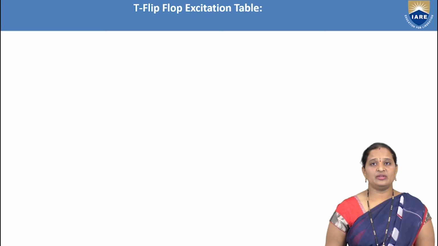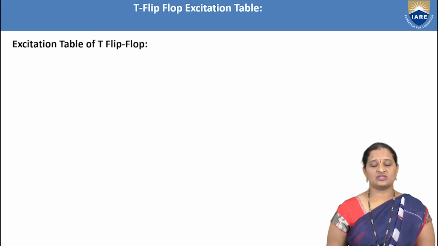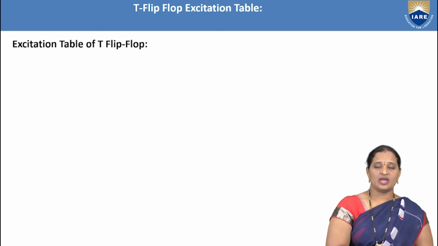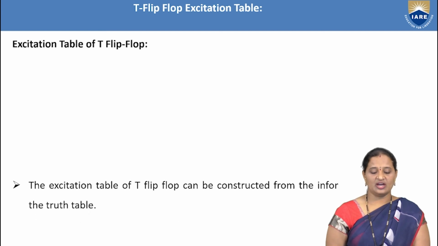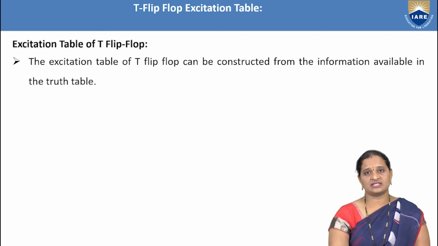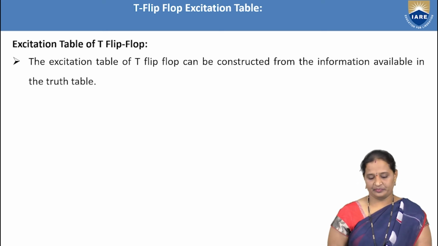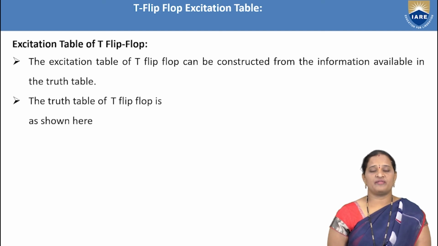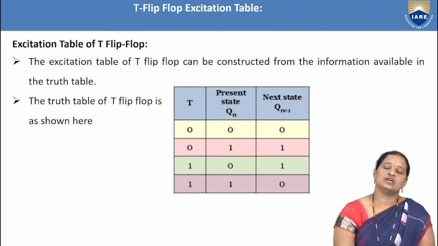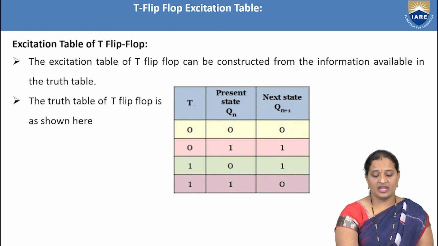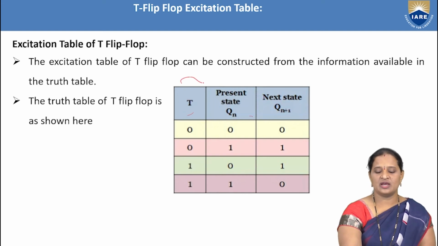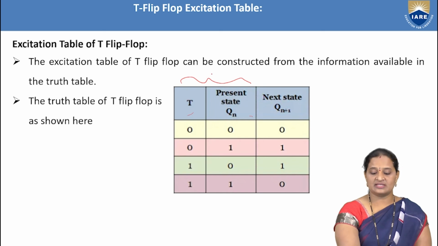Next, coming to the T flip-flop. The T flip-flop is also called the toggle flip-flop, in which the operation is decided by the toggle input. Again, in order to derive the excitation table of T flip-flop, we need to consider the truth table. So the truth table of T flip-flop is as shown here. If you observe the inputs, as it is a single input flip-flop, we have only 2 columns for inputs. One is T and the other one is present state.